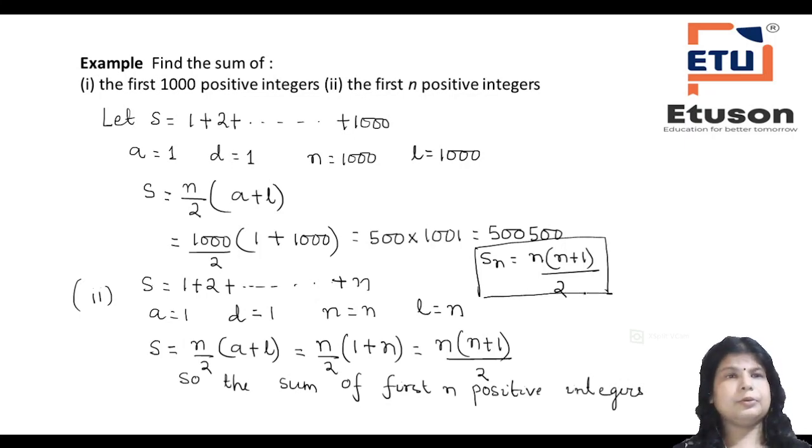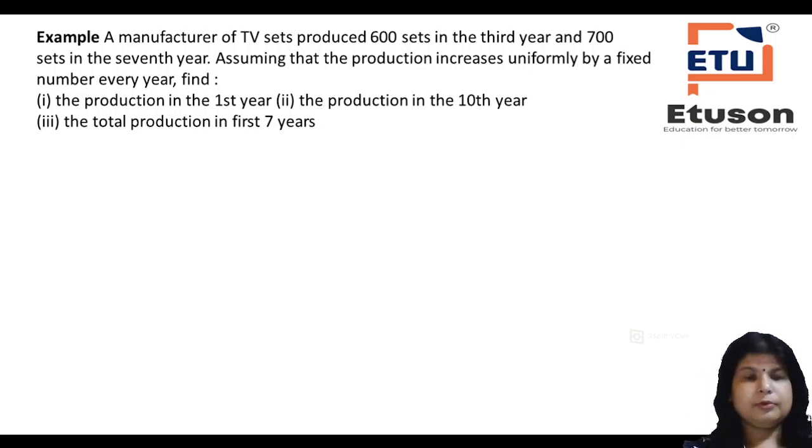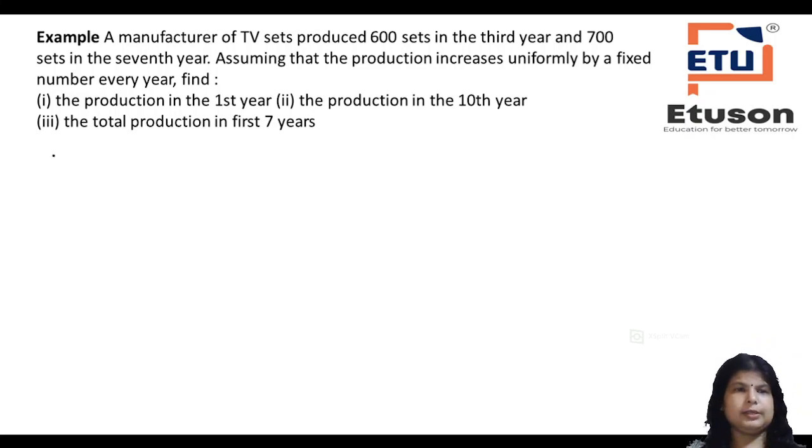Now let us go to another example. A manufacturer of TV sets produced 600 sets in the third year and 700 sets in the seventh year. Assuming that the production increased uniformly by a fixed number every year, find the production in the first year, the production in the 10th year, and the total production in the first 7 years. So let us solve bit by bit.